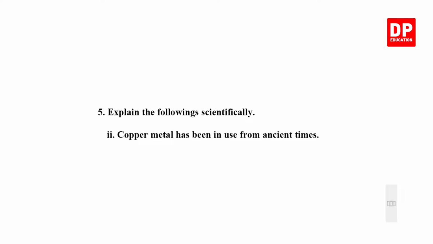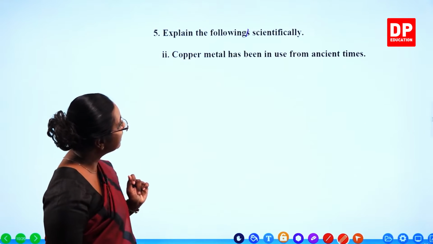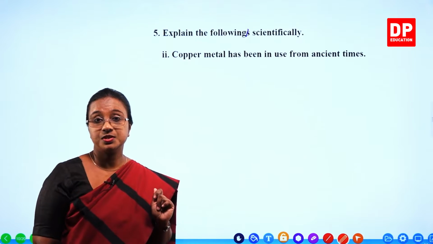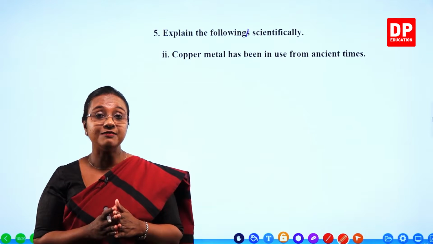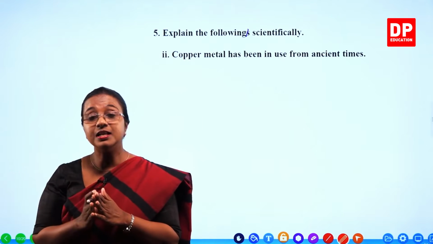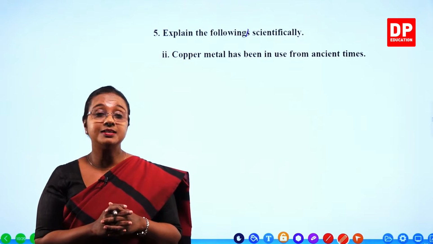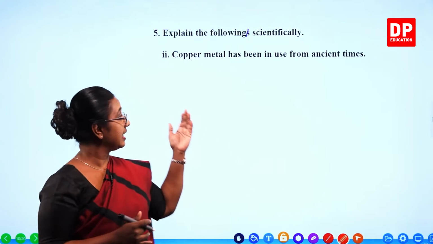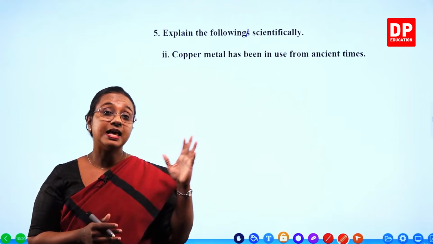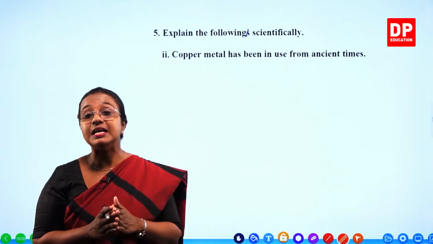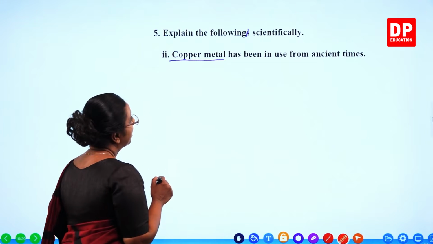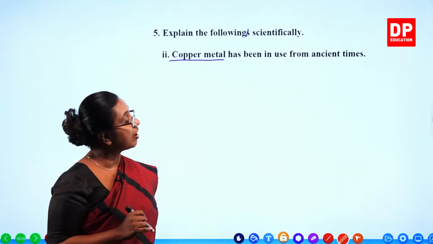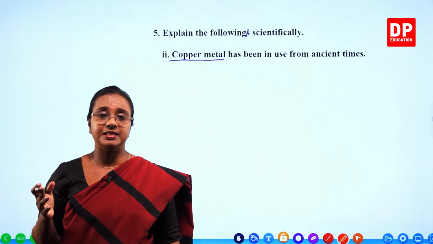Fifth question, again explain the following scientifically. Copper metal has been in use from ancient times. So as you know, students, we use many metals in our day-to-day life. Some of the metals have been in use for the recent years. But some metals like gold, copper, iron, they have been in use from ancient times. So here the question is about copper metal. Copper metal has been in use from ancient times. How can you explain that?